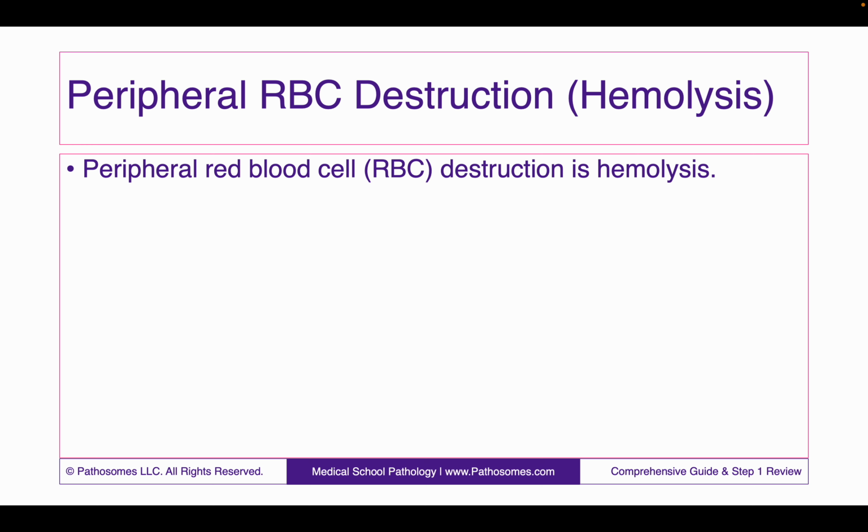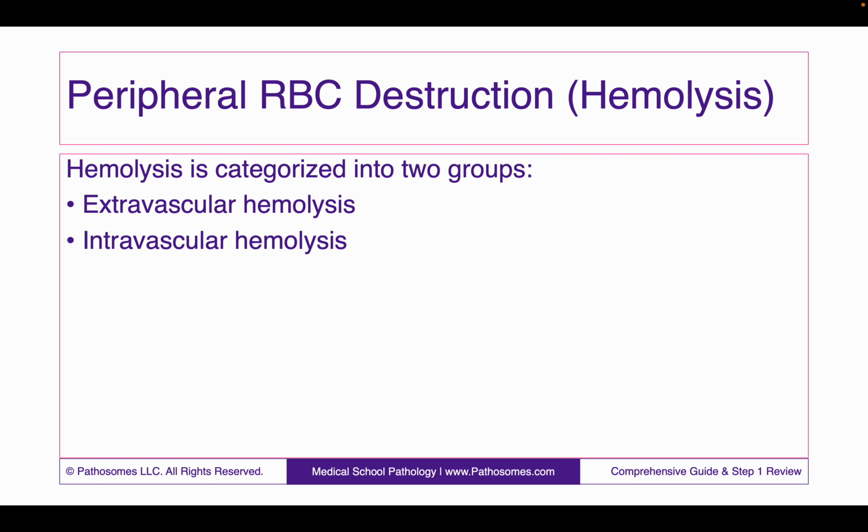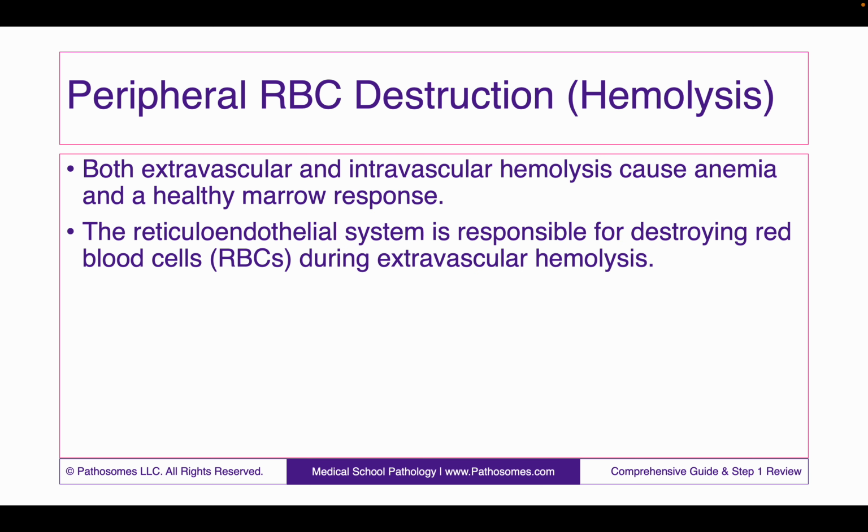Peripheral red blood cell destruction is hemolysis. Hemolysis is characterized into two groups, either extravascular hemolysis or intravascular hemolysis, outside of the vessels or inside of the vessels. Both extravascular and intravascular hemolysis cause anemia and a healthy marrow response.